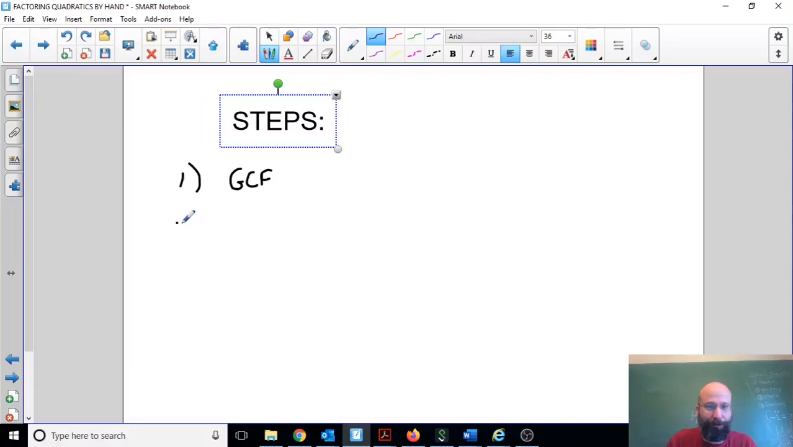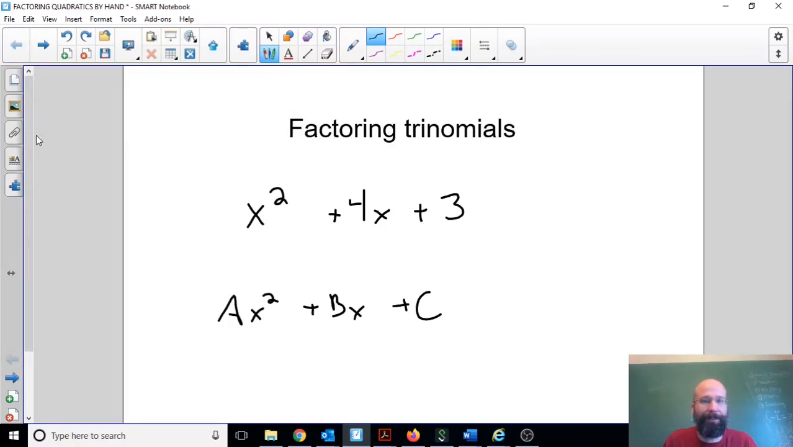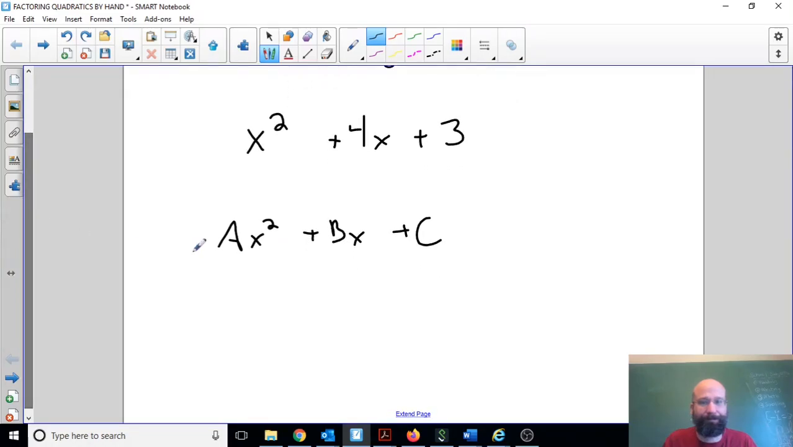And then step 2 is set up an X. And on the top of the X, you're going to do a times c. And on the bottom of the X is going to be b. Let me go to an example here and finish this one.